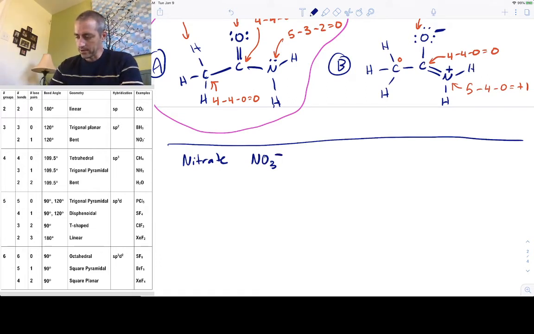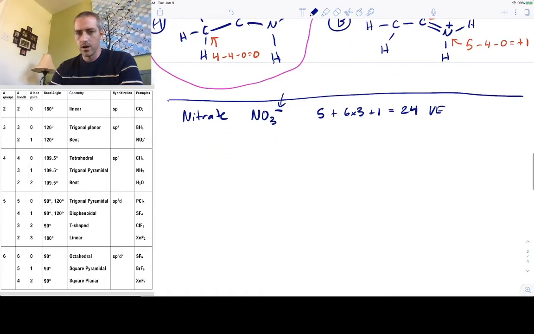Let's add up our valence electrons. Nitrogen gives us 5, plus 6 times 3 for the 3 oxygens, plus 1. And that plus 1 comes from the fact that we have an anion, we have a -1 charge, so you have to add 1 electron for every 1 negative charge that you have. Subtract 1 for every positive charge that you have. So that gives us 24 valence electrons. That's what we have to work with here.